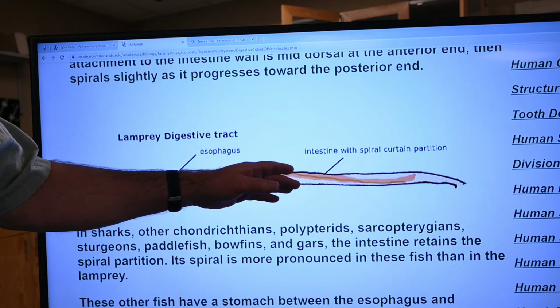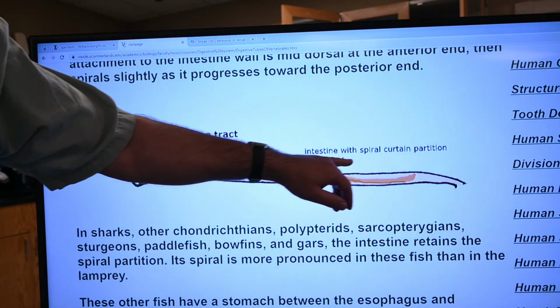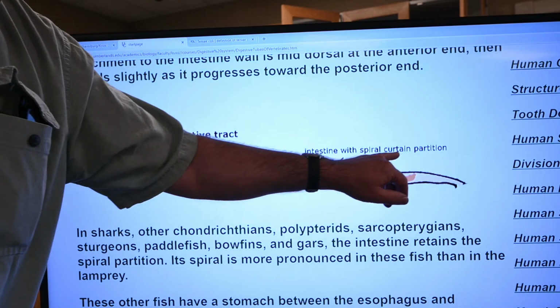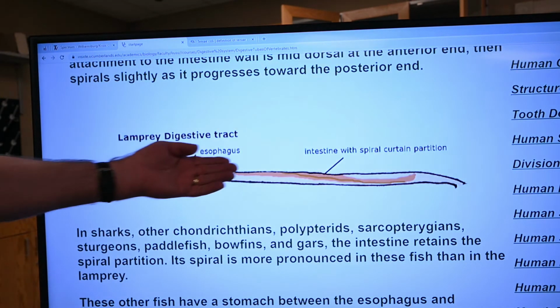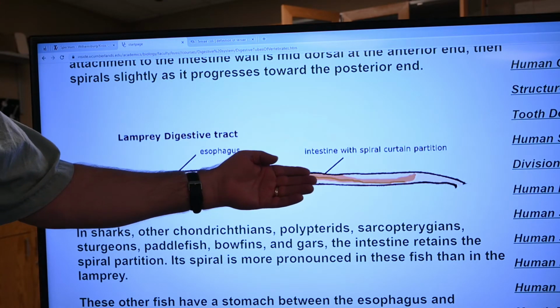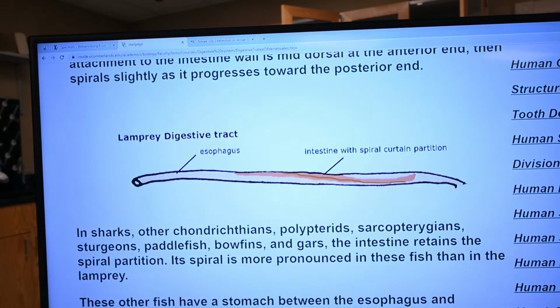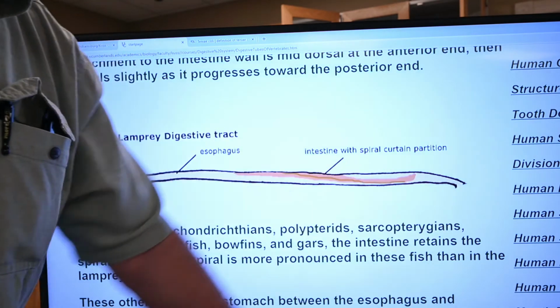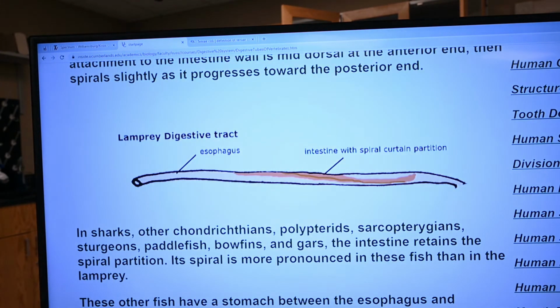It's not a true complete separation in here, it's more of a curtain. I have in there intestine with spiral curtain partition. So we have this fold that hangs down from the wall, and it undergoes a twist as it goes down the length of the intestine. So anyway, that's the lamprey digestive system. Very simple. It does have a cloaca in the back end. It all empties into a cloaca, the digestive tube.